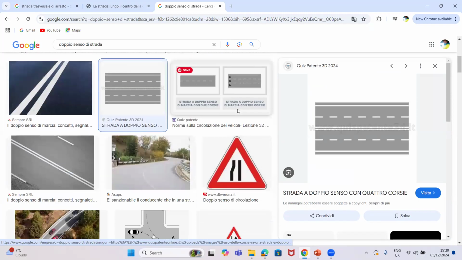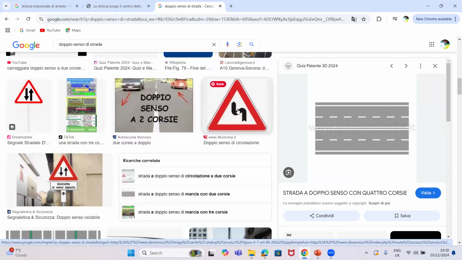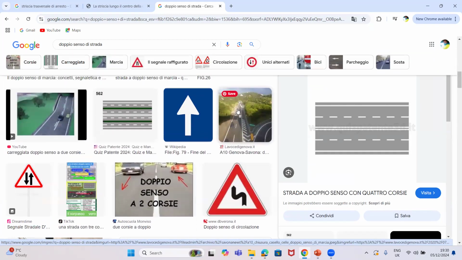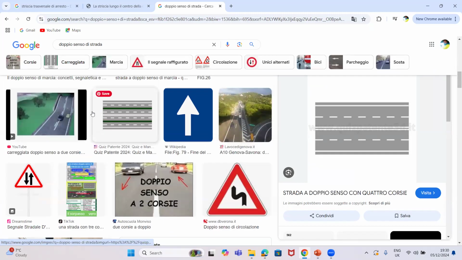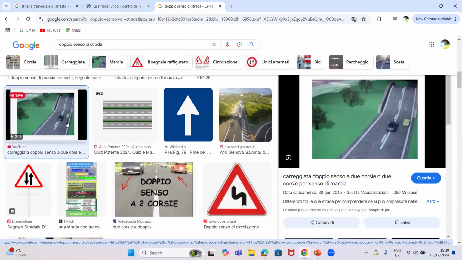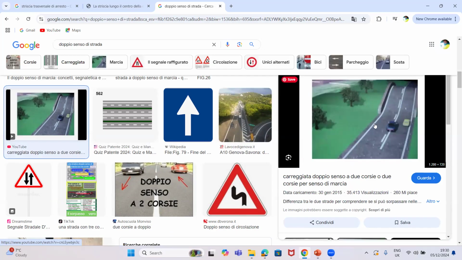Now, wait for the third example of doppio senso. We will see it here and finally explain that once and for all. Now, this one: whenever you see a continuous line very close to a discontinuous line. Who remembers this guy?